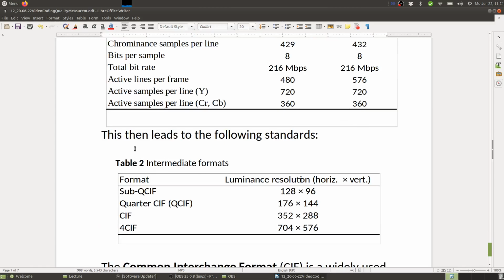And then you have the derived standards here. We have 4CIF, which is quite similar to TV resolution. Then we have CIF, which is a part of it. And this was made originally for transmitting faces for video conferencing, reduced resolution, because it needed to be transmitted in the early days via DSL. Then we have even fractions of it. So I guess it's not really used much anymore.